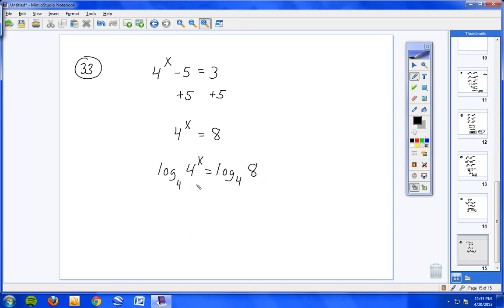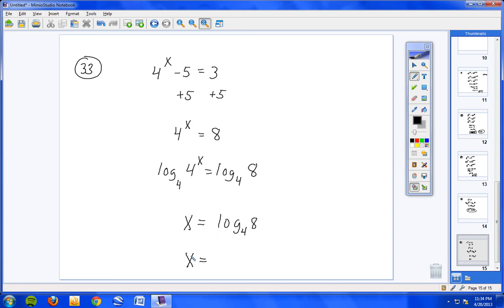Now, on the left side, whenever the base of a log matches the base of the argument, everything cancels out except just the exponent. So that left side becomes an x, and of course the right side is just log base 4 of 8. Now you've got to type that into your calculator, so it would be log of 8, don't forget to close your parentheses, divided by log of 4, and you'll get 1.5 for your answer.